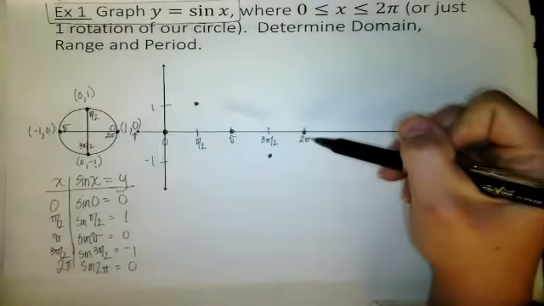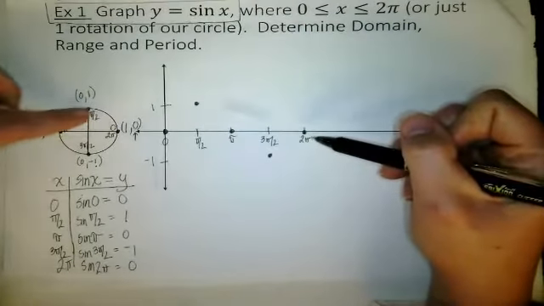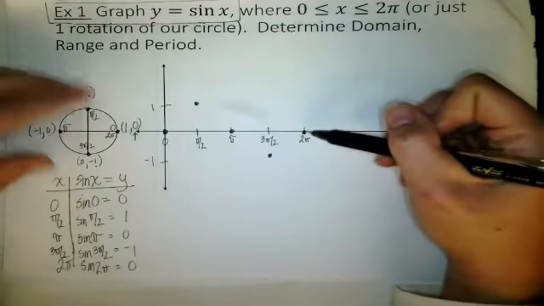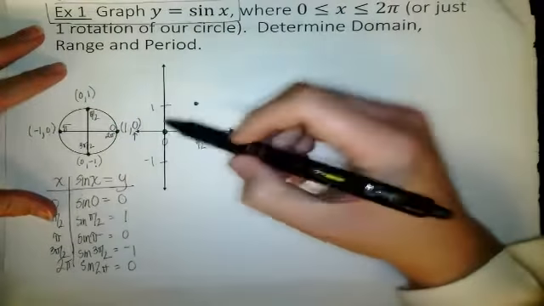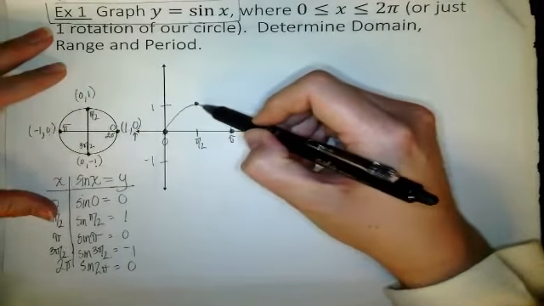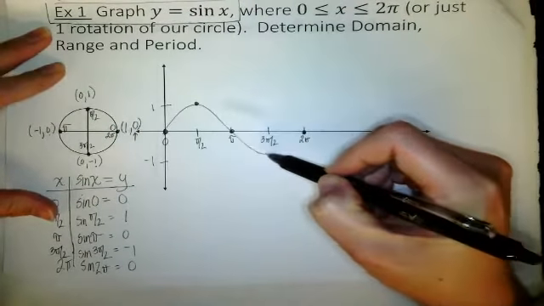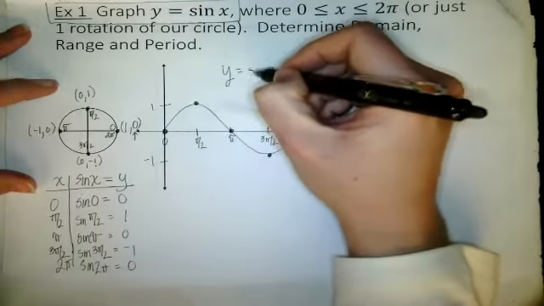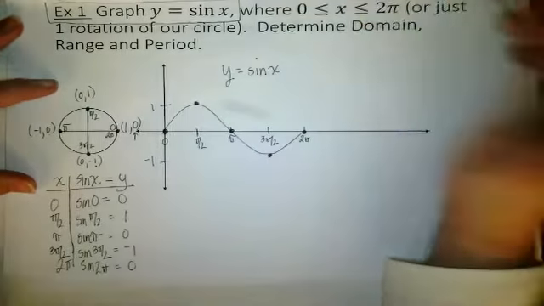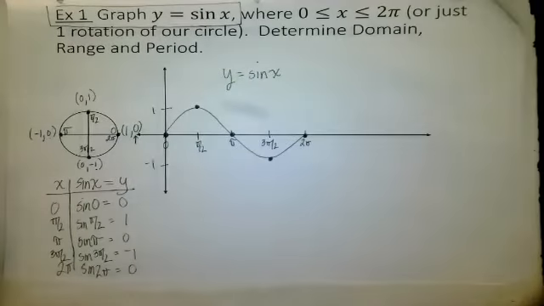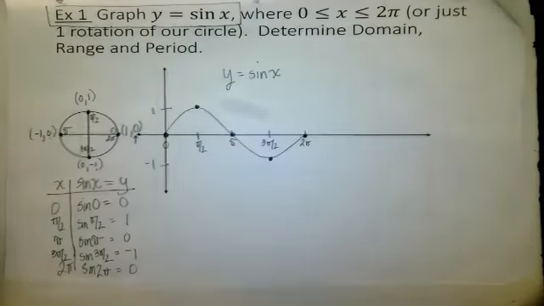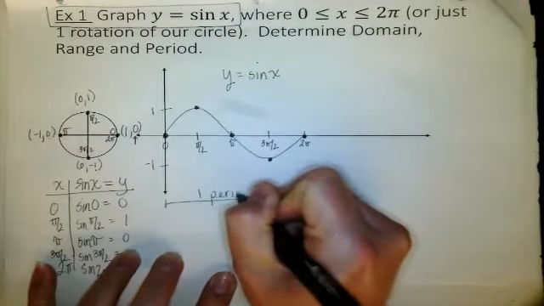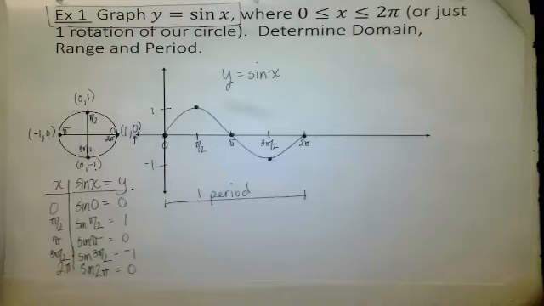Let me ask you a question. Theoretically, could I keep going around the circle? If I went around the circle, it would keep that pattern. Yes, it would. And this, ladies and gentlemen, is one rotation of our unit circle. This is y equals the sine of x, and this is your very, very most basic sine curve. This represents one period of the sine function.